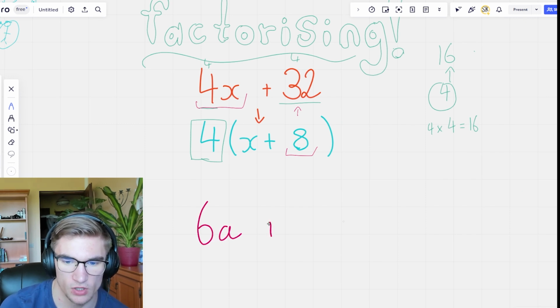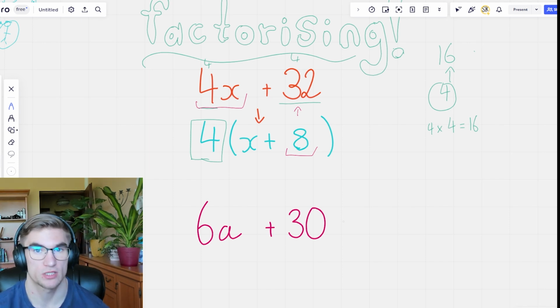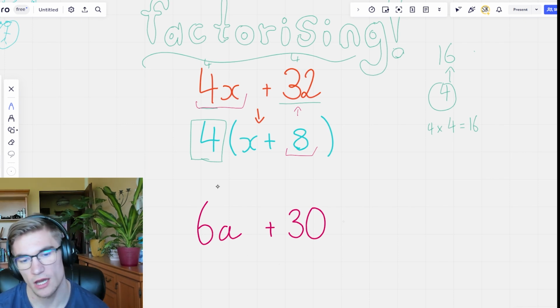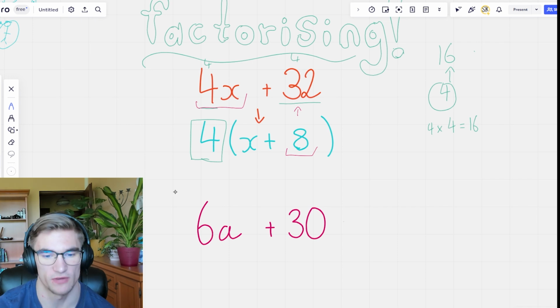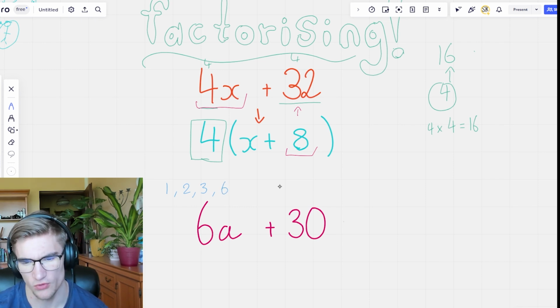6a plus 30. How would I factorize that? What's the highest common factor in 6 and 30? I could write all of the factors down, by the way. So what are my factors of 6? I have 1, 2, 3, and 6, right? What about 30? I have 1, 2, 3, 5, 6, and so on.